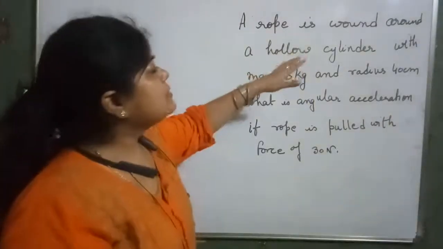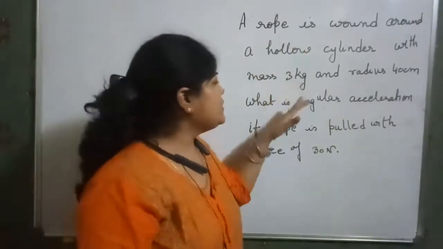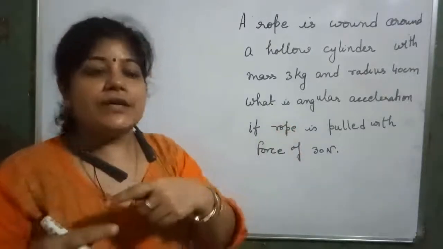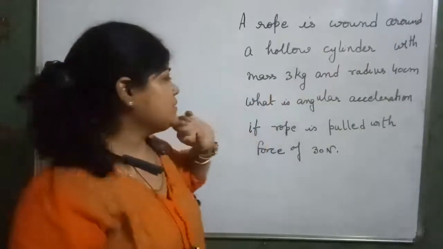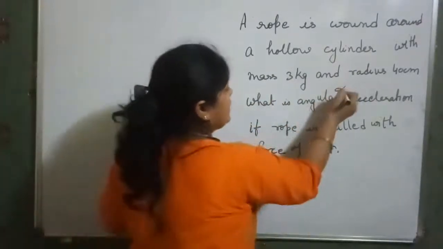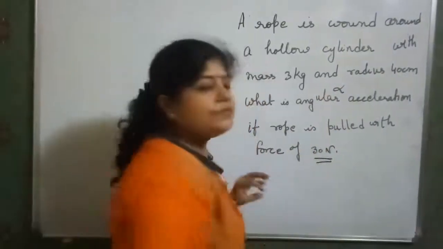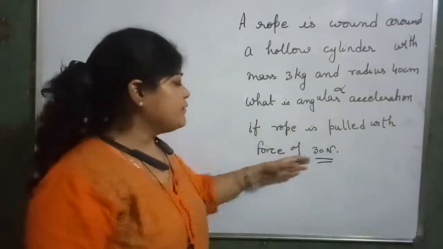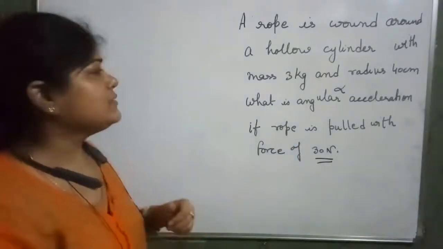A rope is wound around a hollow cylinder with a mass of 3 kg and radius 40 cm. What is the angular acceleration, that means what is alpha, if the rope is pulled with a force of 30 Newton? Okay, if we pull the rope with this force, how much angular acceleration is produced in the cylinder?